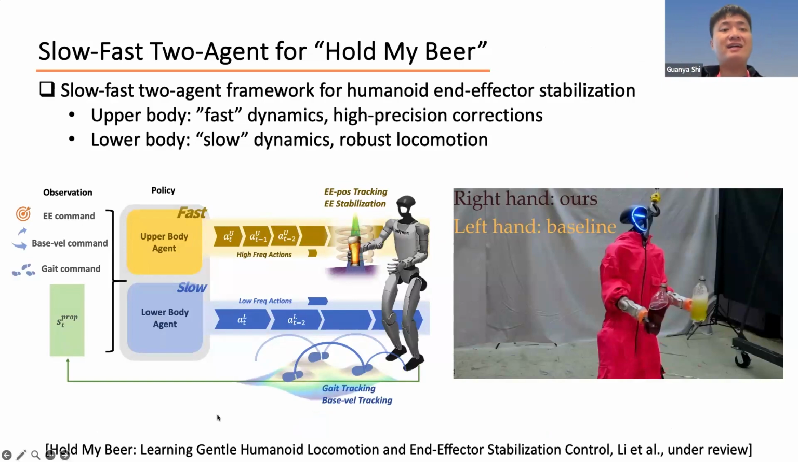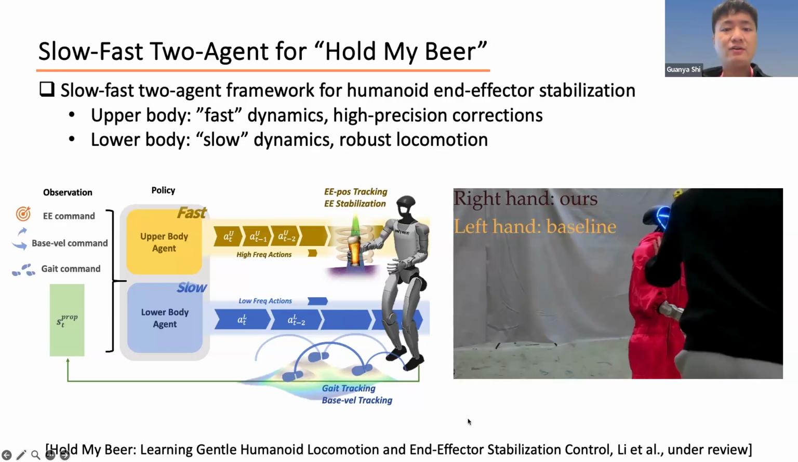We found it's not just upper and lower body decomposition, different frequencies also help. So in this project, we ask a humanoid to hold my beer, and the humanoid can actually do that without spilling the liquid. For the upper body, we use a much higher frequency inference, and for the lower body, we use a slower policy inference.